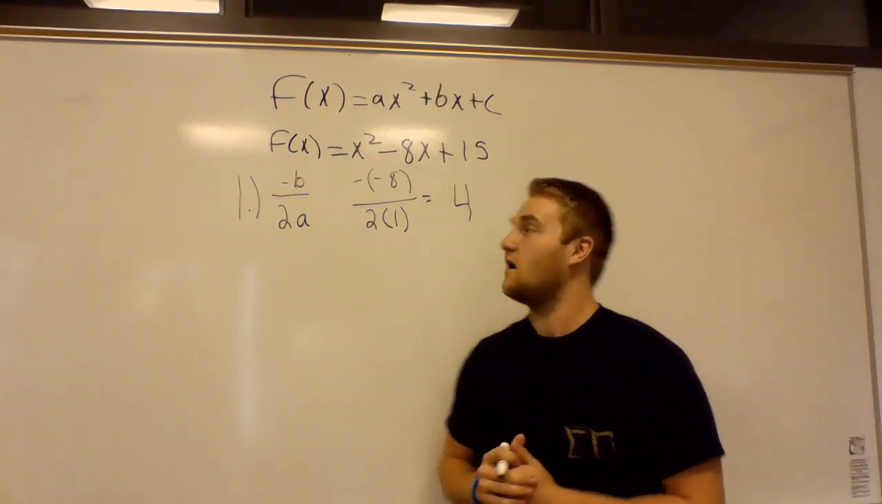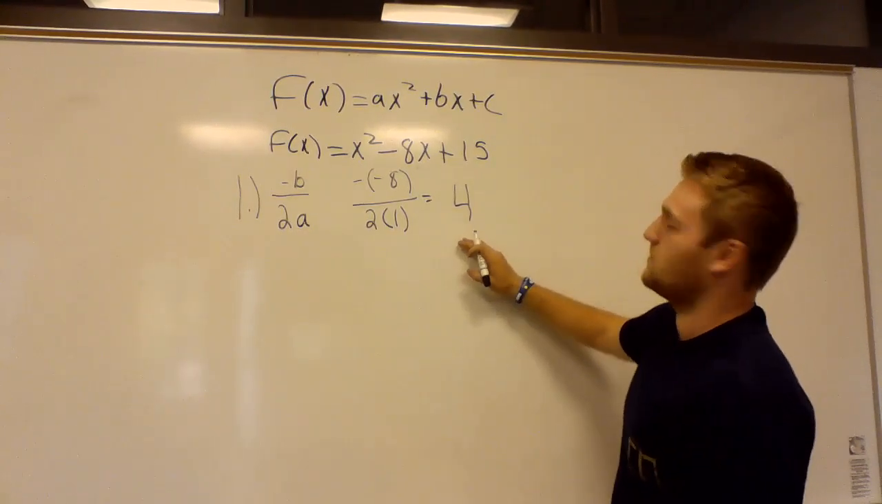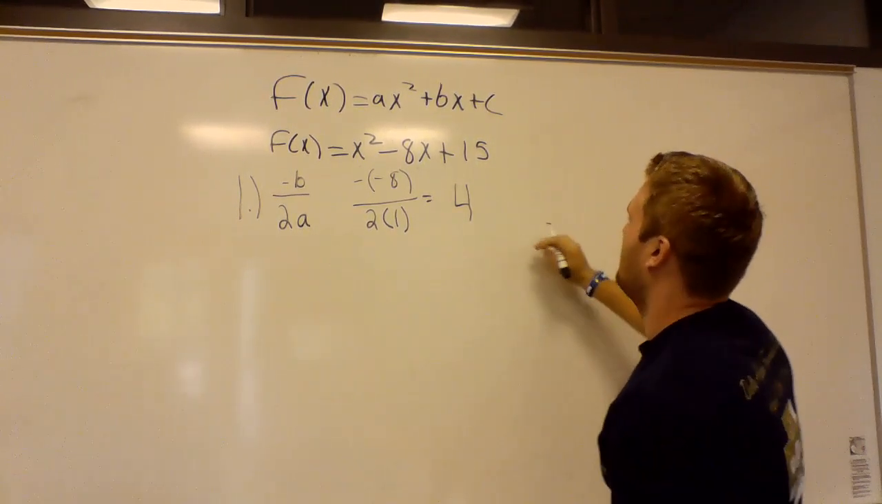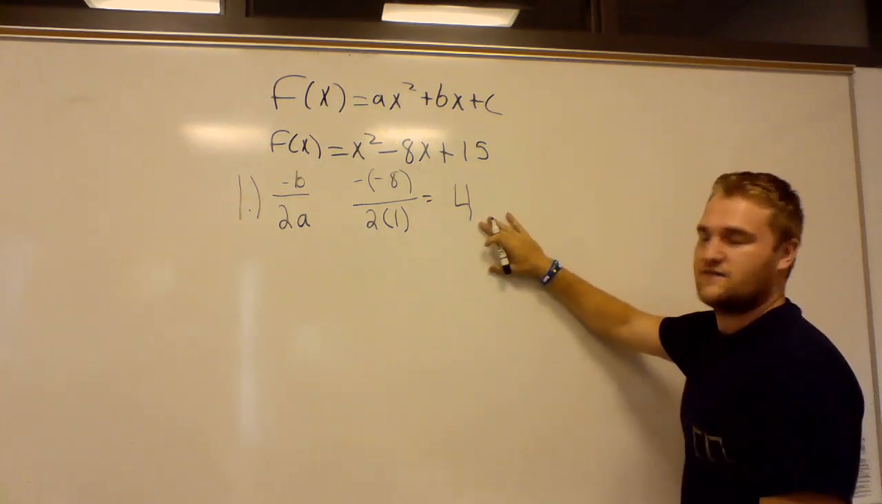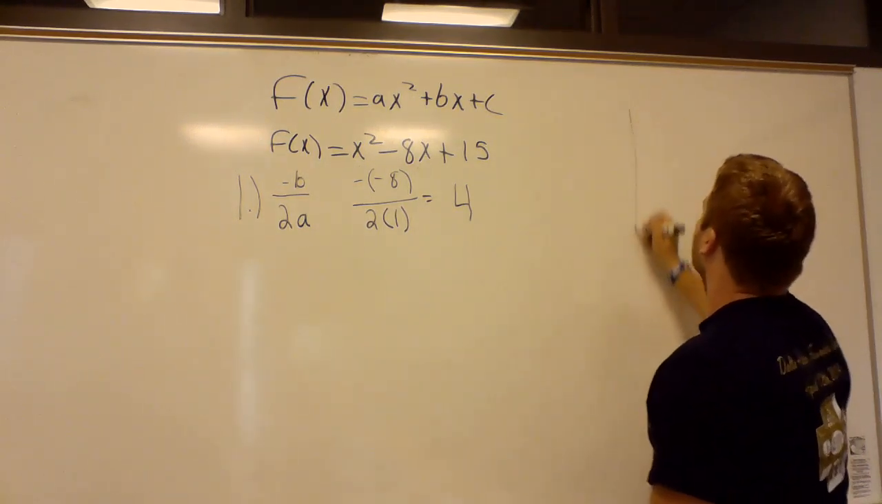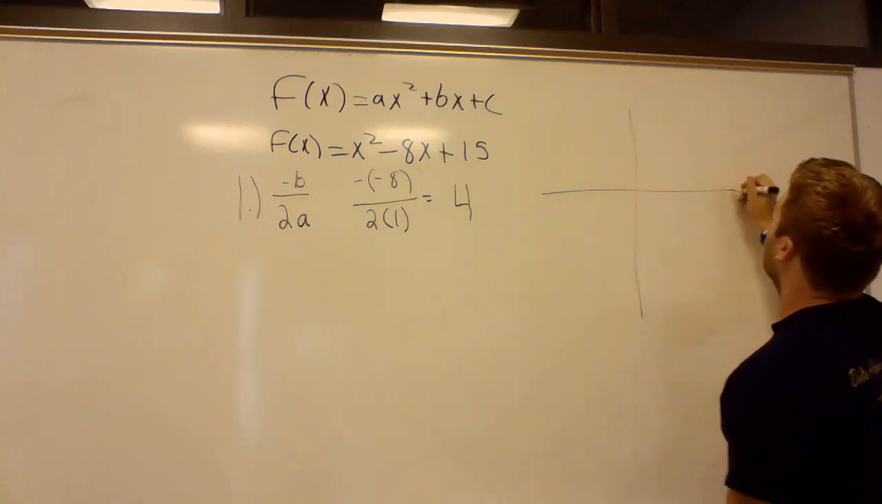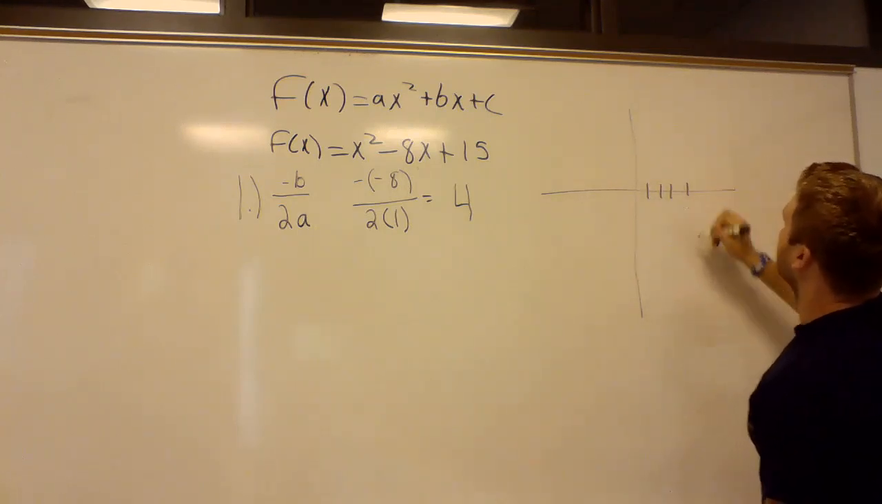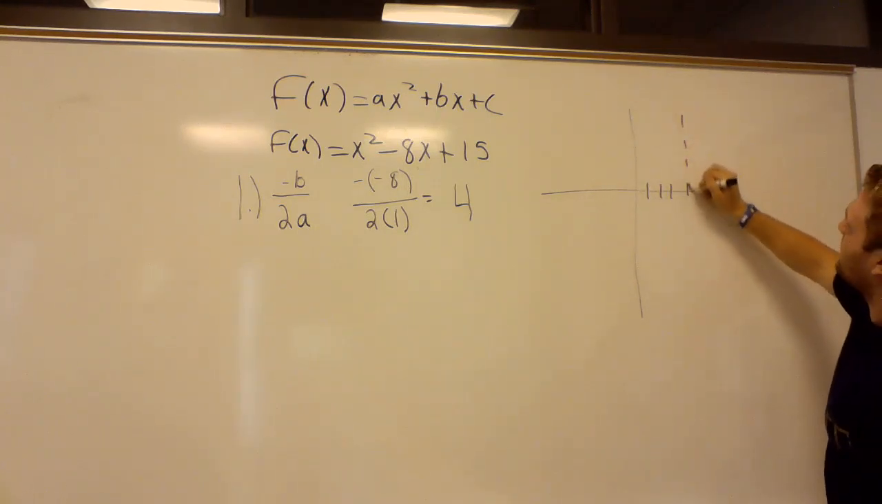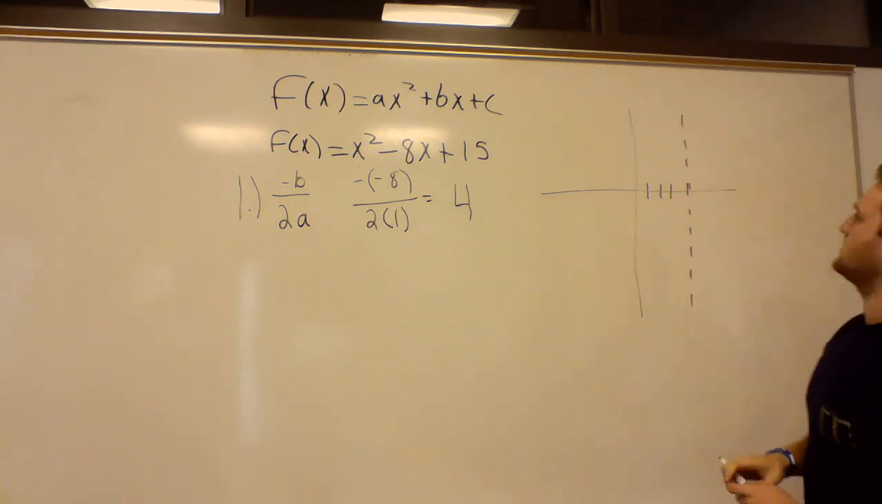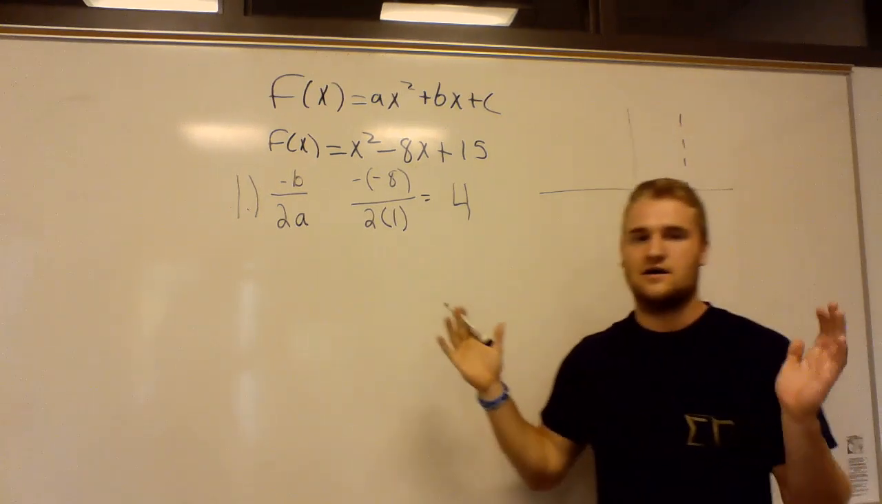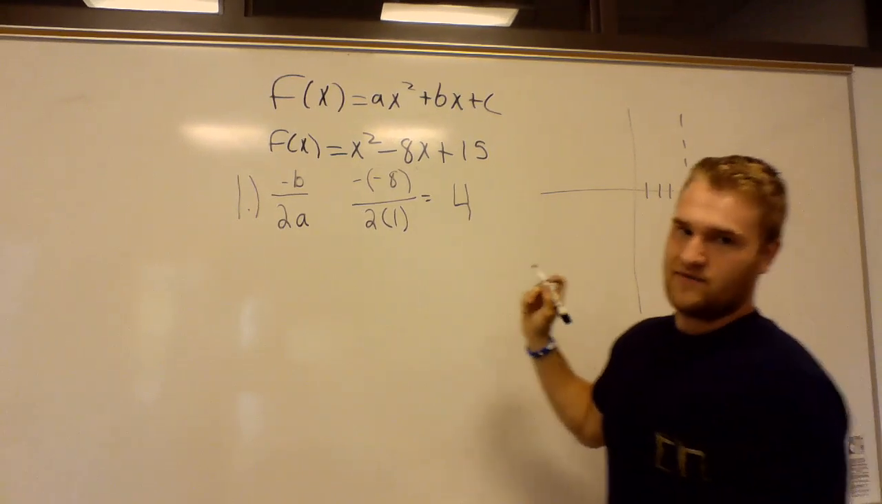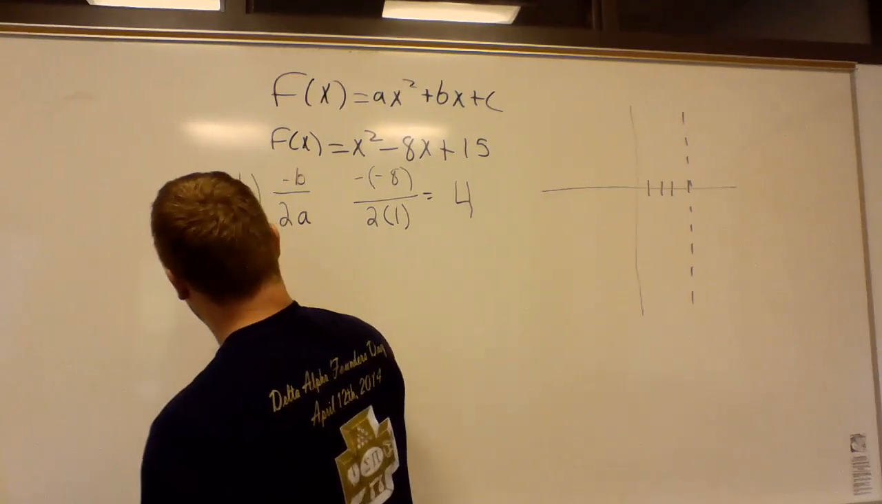Now that we found our value of 4, I'm going to show you what that looks like graphically. That's our first x value. So here is our graph. 1, 2, 3, 4. This line right here represents our axis of symmetry, which cuts our parabola in half.